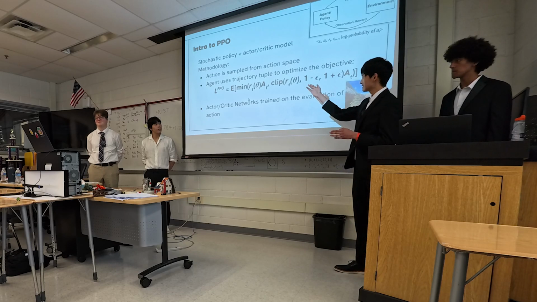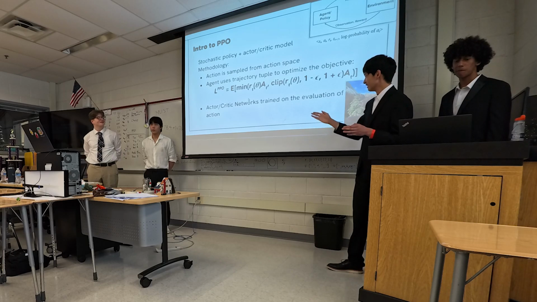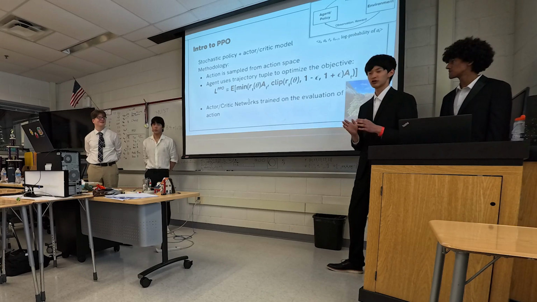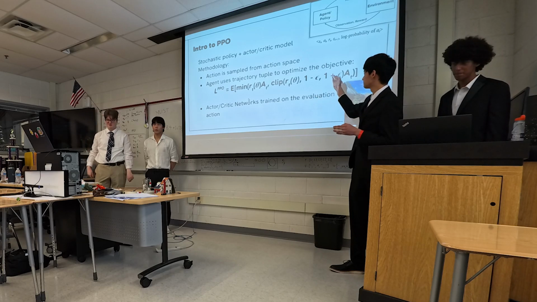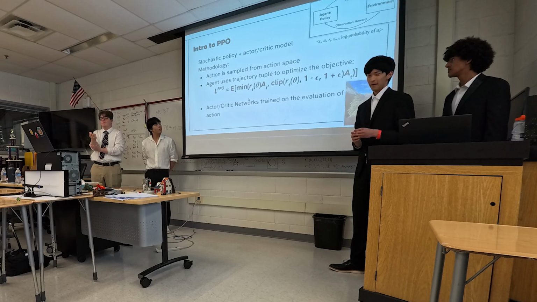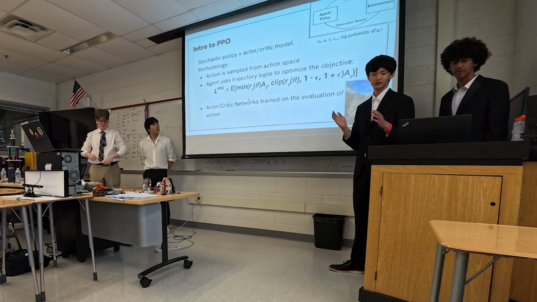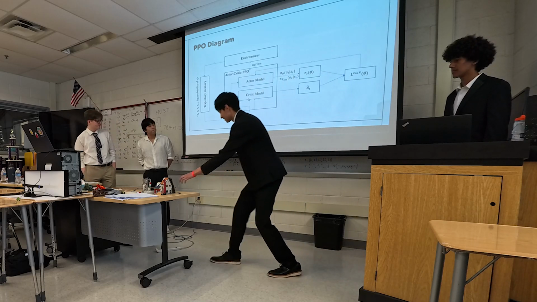So after this policy is implemented and executed properly, the actor and critic networks are updated. The actor network uses gradient ascent to optimize the following policy objective, while the critic network uses gradient descent to minimize error. So this is a PPO diagram.